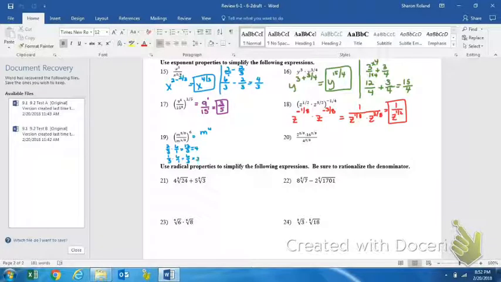6 divided by 3 is 2, so in the denominator you have m squared. You can divide that. That's m to the 4 minus 2 is 2, so your answer is m squared.